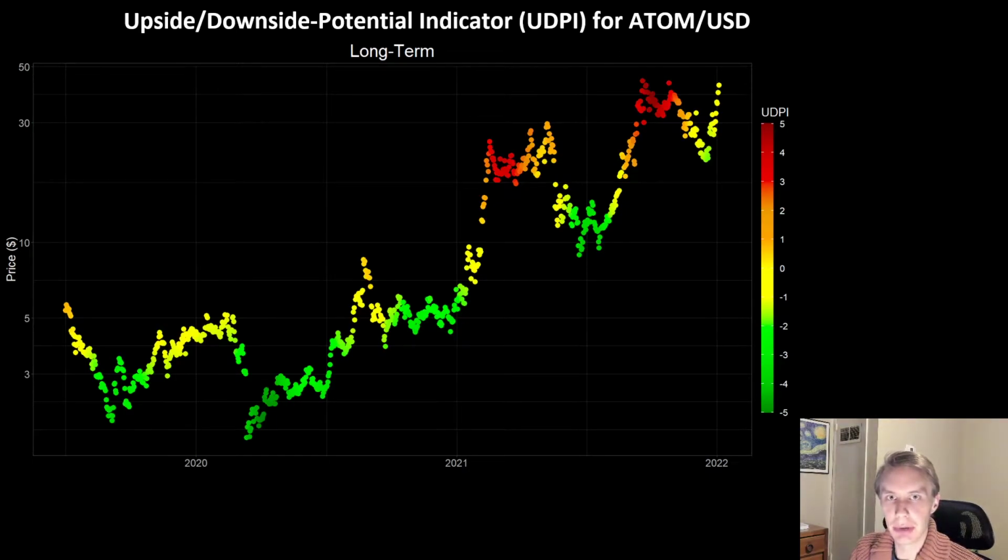Today I want to talk about Atom, and with its most recent parabolic run over the last couple weeks, if it still has upside potential left, or if it might need to cool down for a little bit.